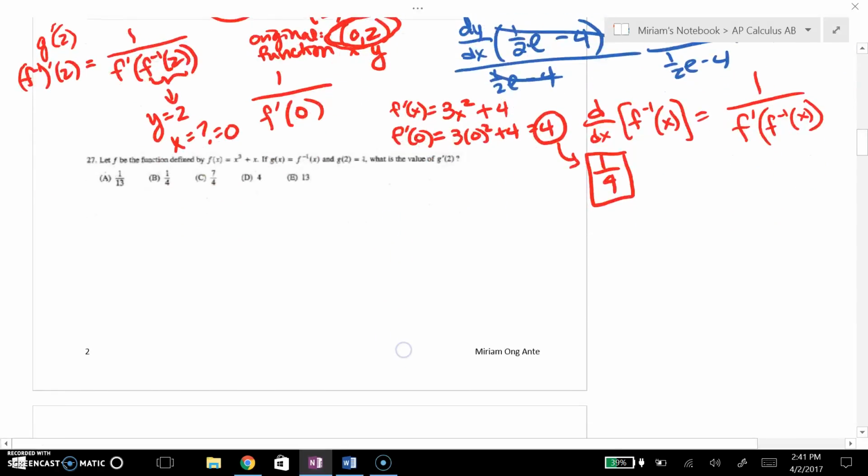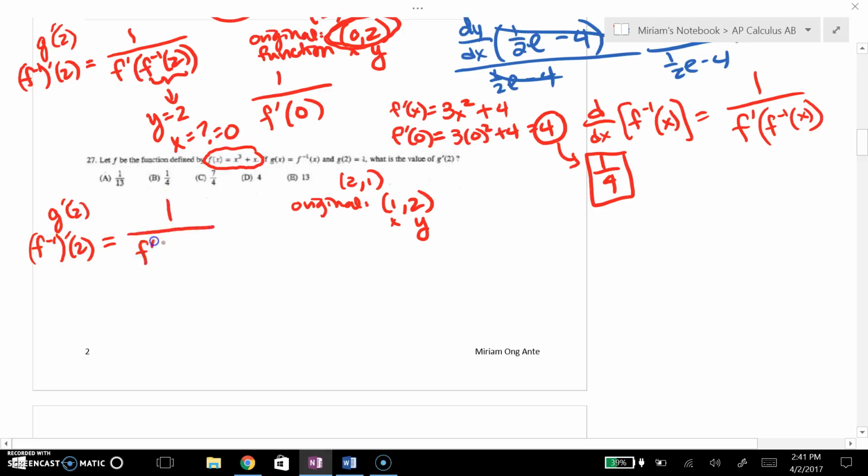Let f be the function defined by f of x equals x to the third plus x. And again, if g of x is the inverse and g of 2 equals 1, then in the original function we have 1 comma 2, which is x comma y. I need to know g prime of 2. In other words, f inverse prime of 2, which is 1 over f prime of f inverse of 2. This means when y is 2, what is x? We look at our point, x has to be 1.